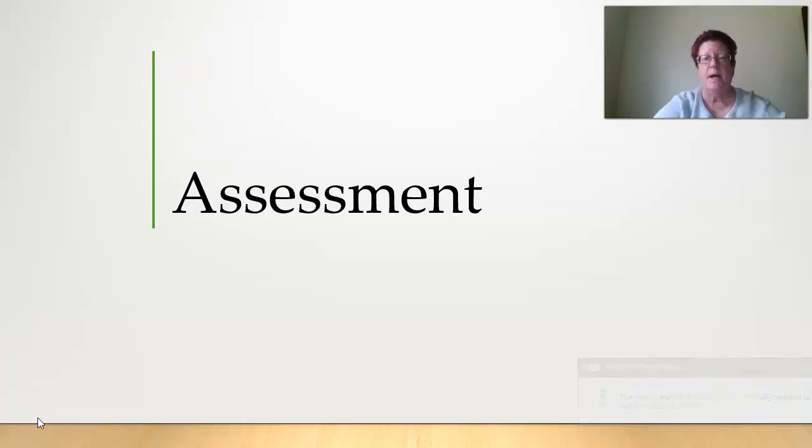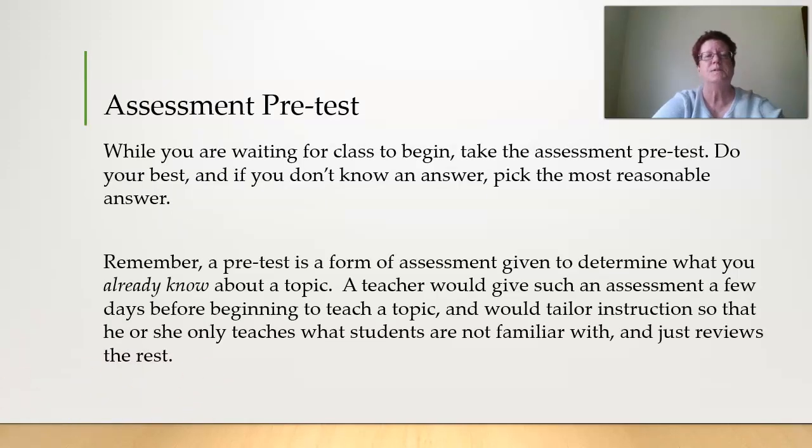So we're going to talk about assessment today. So our first thing that I want you to do is to take the assessment pretest. I've uploaded that on the page in Canvas where I put the PowerPoints so that you can go in and download it. And I want you to take that pretest. And I want to see what you know already about assessment.